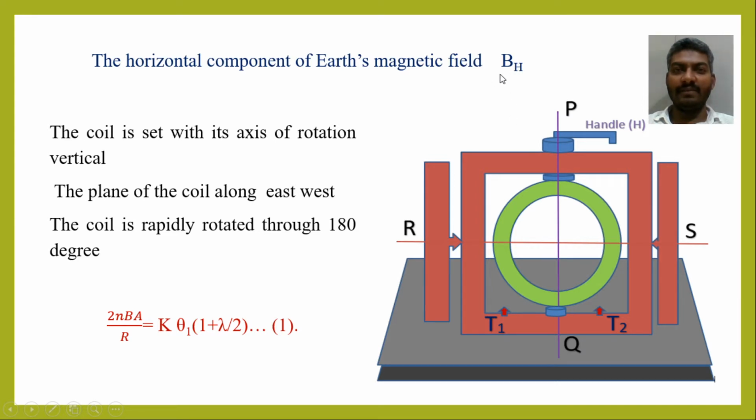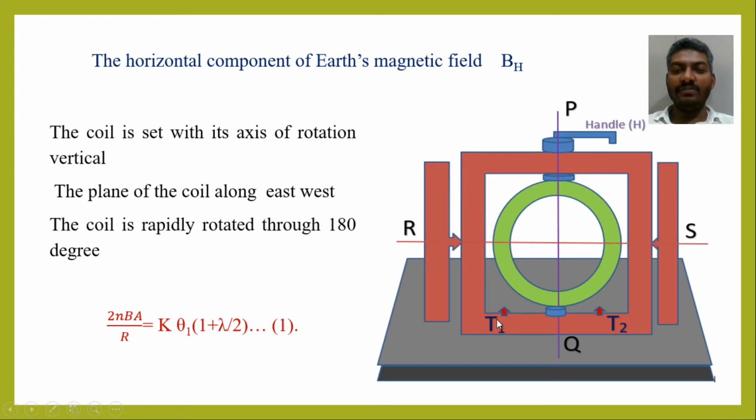To determine this horizontal component of Earth's magnetic field BH, the axis of rotation is kept vertical, that is, the axis of rotation is PQ, and the plane of the coil is kept along the east-west direction. When this coil is rapidly rotated by using the handle H, then EMF will be induced. Therefore, the induced current flows in the external circuit. The external circuit is connected between the terminals T1 and T2.